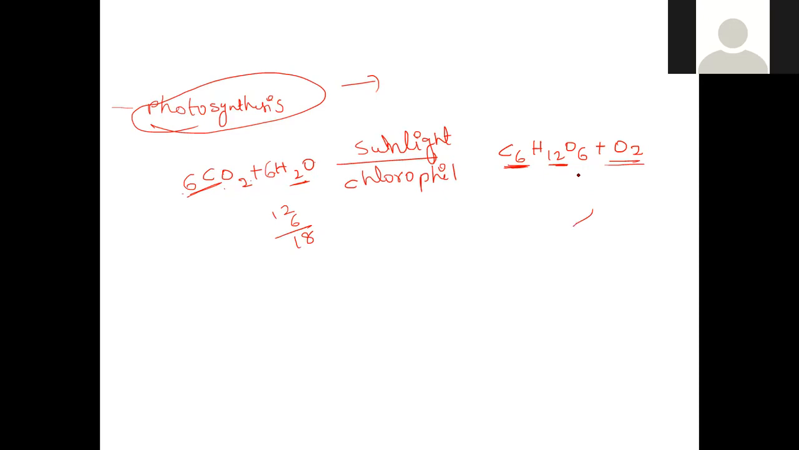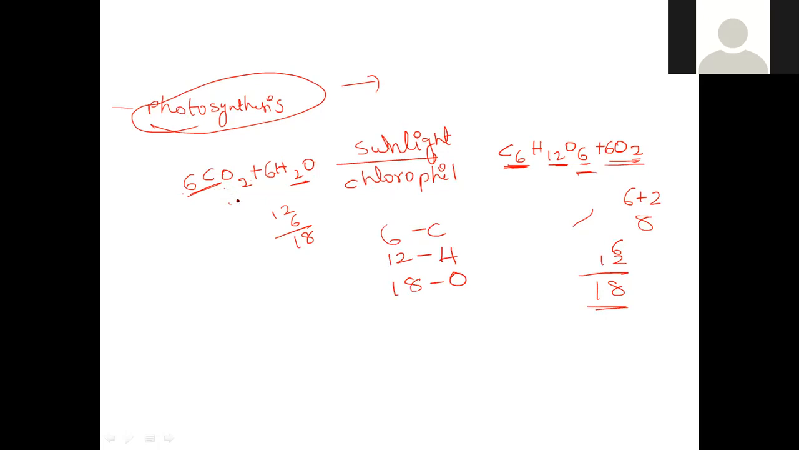Here 6 oxygens are there. In the second compound 2. 6 plus 2, only 8 are there. We have to get 12. Let us introduce 6 here also. It becomes 6 plus 12, 18 oxygens are there. Okay. 6 carbons. How many hydrogens? 12 hydrogens. 18 oxygens are there in the starting materials and the products. This is about the balanced equation.